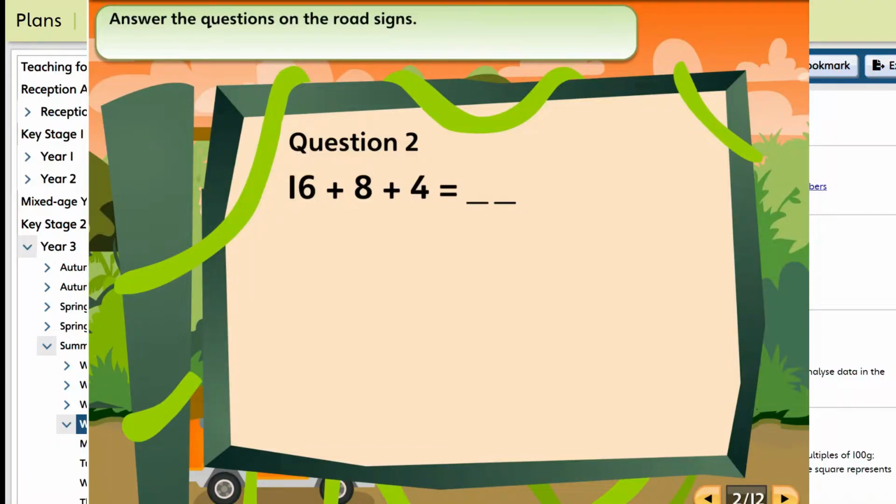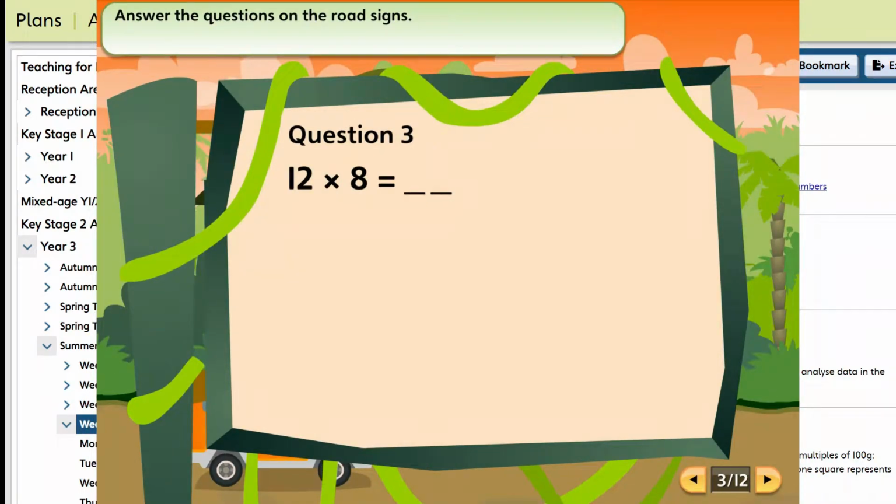Question 3. 12 times 8 equals what? Remember, we haven't done our 8 times table yet. That is something that we're going to be learning next half term. However, partition 12 into 10 and 2, because you've done your 10 times table and you've done your 2 times table. So do 10 times 8, 2 times 8, and then add your answer together.